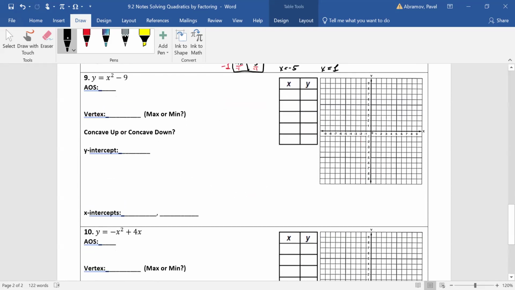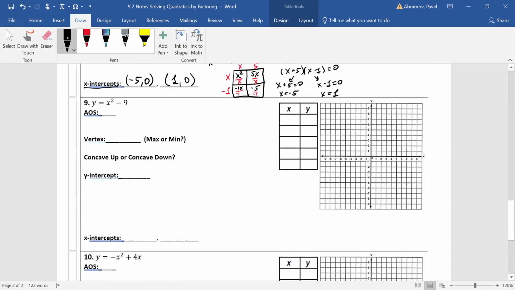Okay, let's do a couple more examples. This next one, we have y equals x squared minus 9. Once again, we need to know our a, b, and c. So a is 1. Now, notice there is no b term, so that means the b term is 0. In fact, I will rewrite this as y equals x squared plus 0x minus 9. The middle term that was missing is the same thing as being 0. Therefore, we have a equals 1, b equals 0, and c equals -9.